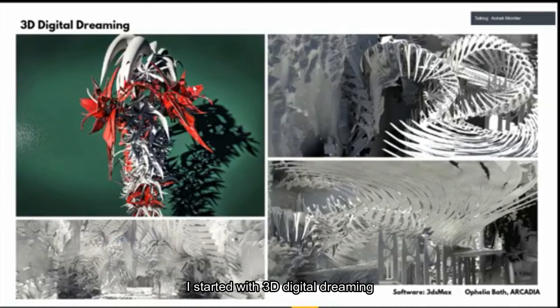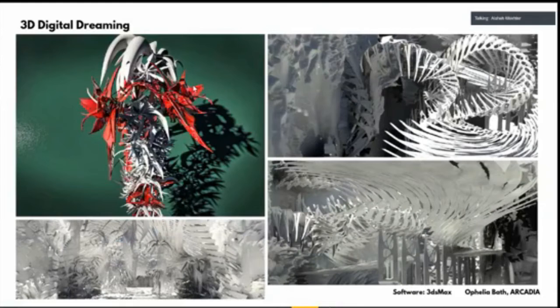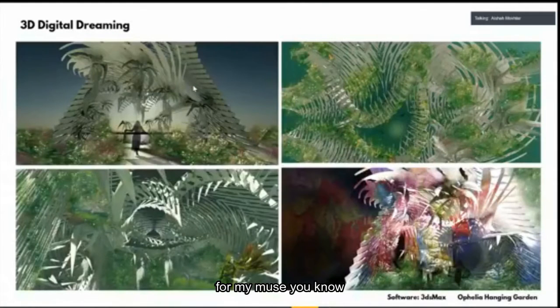So I started with 3D digital dreaming. I just model everything that I have in mind. This was just an exploration of design, sort of like a hanging garden for my muse. It was an Ophelia hanging garden. It was quite an interesting experiment.